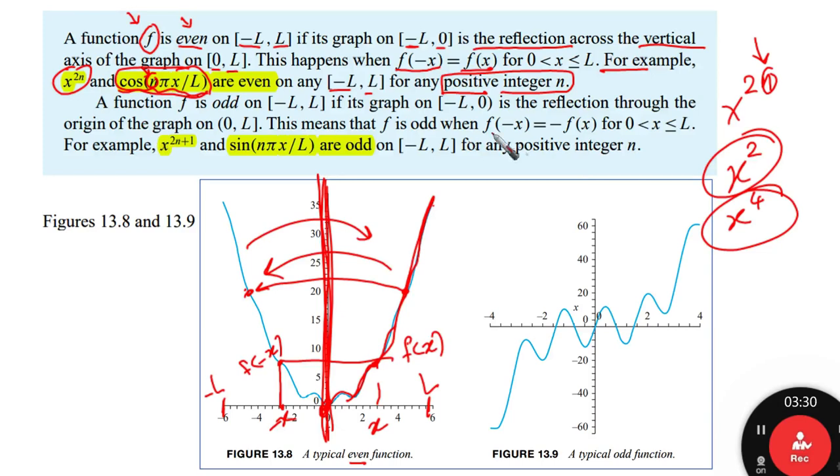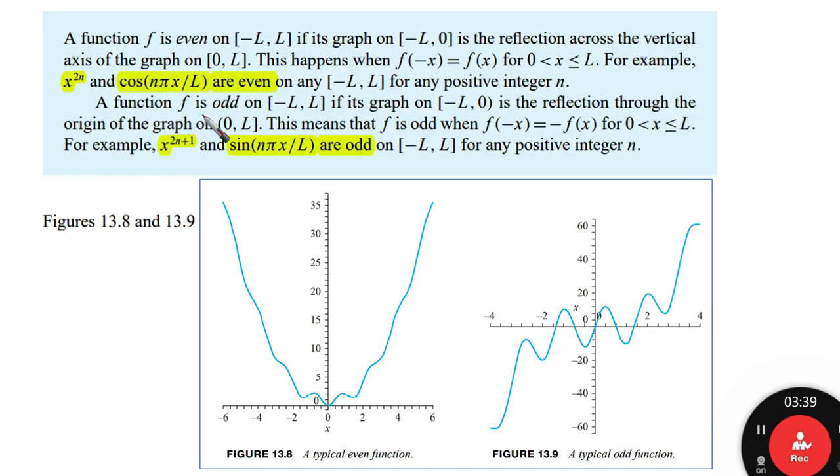Now let's go to another type, which is when the function f is an odd function. A function f is odd on the interval minus L to L if the graph on minus L to 0 is the reflection through the origin of the graph on 0 to L. What is the meaning of this? Look at this function here. This is the origin, and this part of the graph is reflected on the origin. It is not reflected on the vertical axis, it is reflected on the origin.